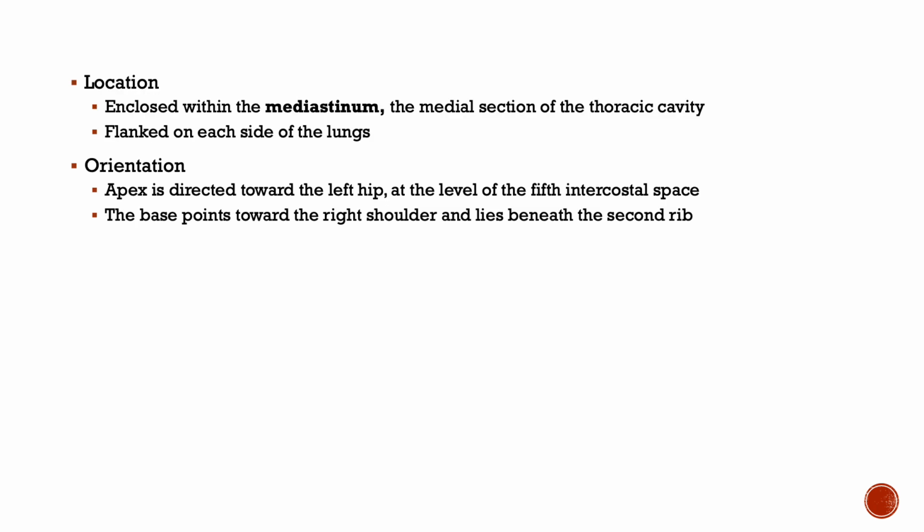Moving on, the heart is enclosed within the middle portion of the thoracic cavity called the mediastinum. Also, it is located in between the left and the right lungs. Its pointed apex is directed toward the left hip and rests on the diaphragm approximately at the level of the fifth intercostal space. This is exactly where one would place a stethoscope to count the heart rate for an apical pulse. Its broad posterior superior aspect, or base, from which the great vessels of the body emerge, points toward the right shoulder and lies beneath the second rib.